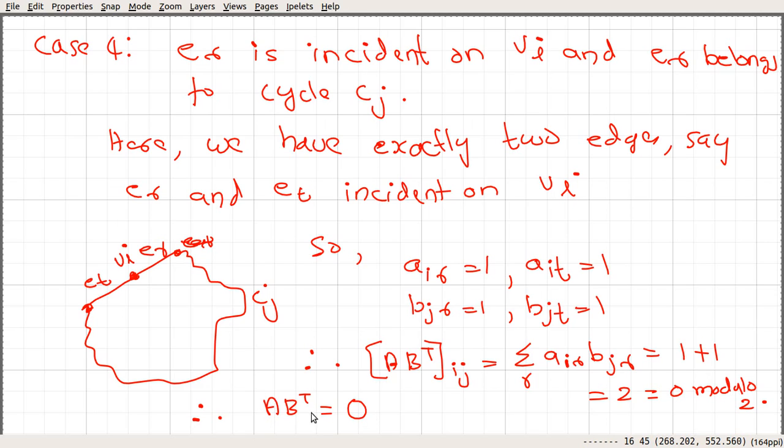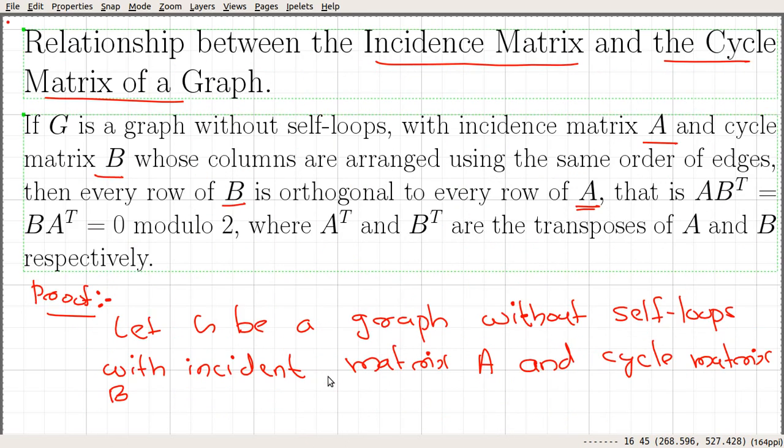The order of this matrix is the number of vertices by the number of edges, though it doesn't matter. Anyway, we have a 0 matrix of appropriate order, and that's what we want to prove. That says the rows of A are orthogonal to the rows of B. So if G is a graph without self loop with incident matrix A and cycle matrix B whose columns are arranged using the same order of edges, then every row of B is orthogonal to every row of A, or the other way around. That is, AB transpose is equal to 0. So we have this relationship between the incident matrix and the cycle matrix.